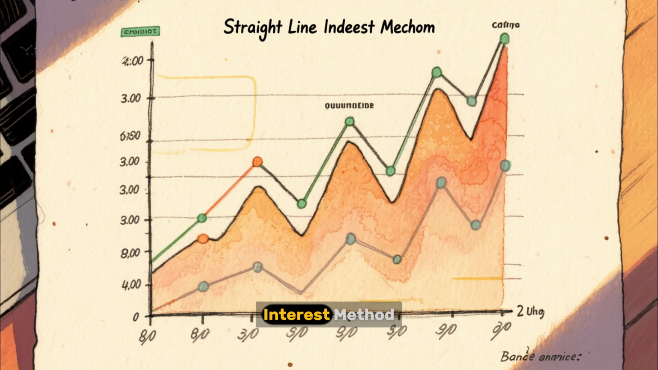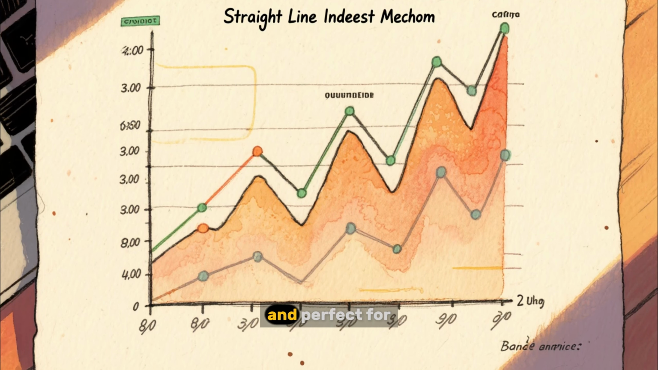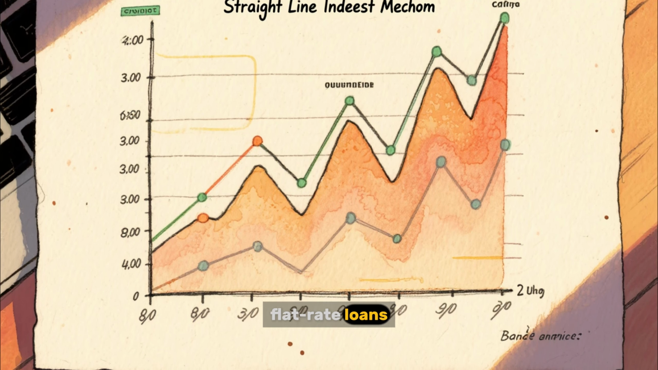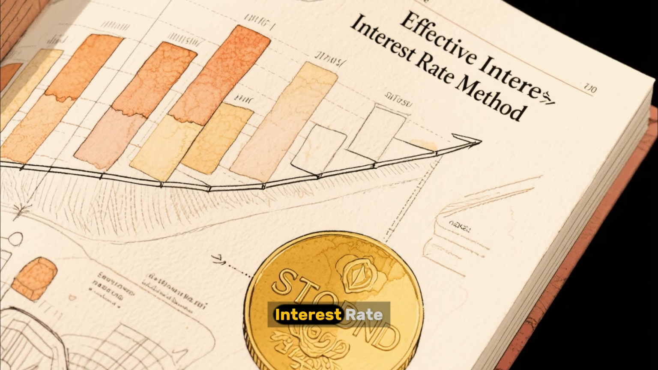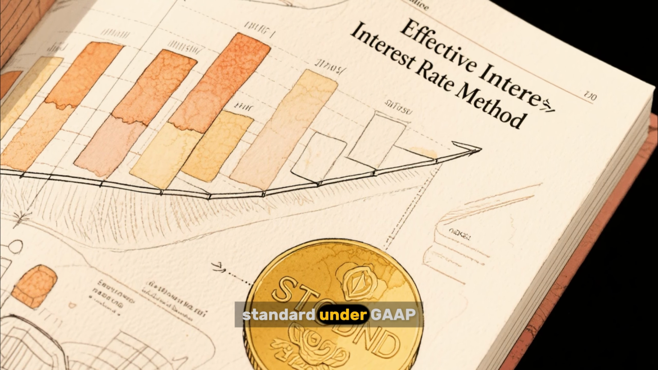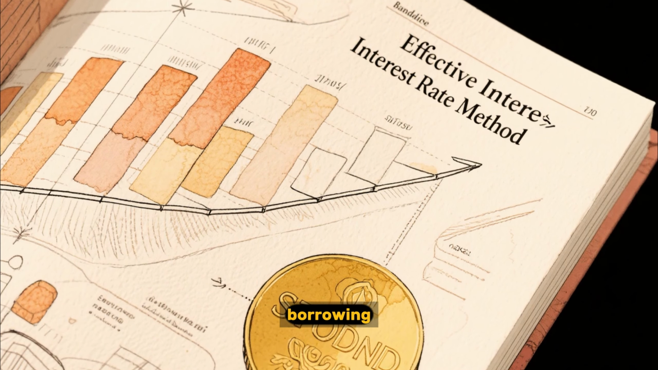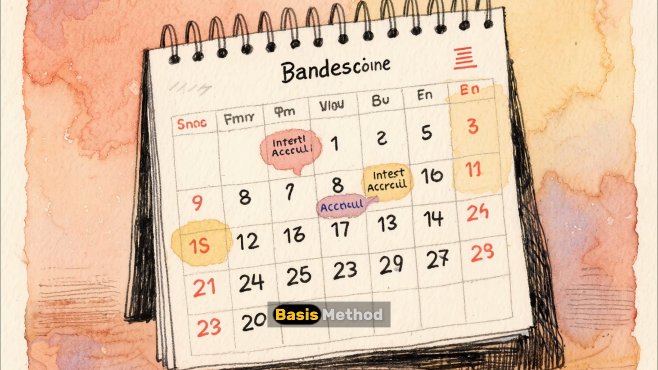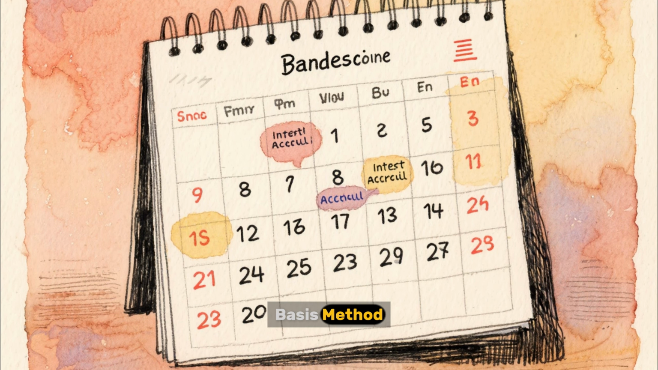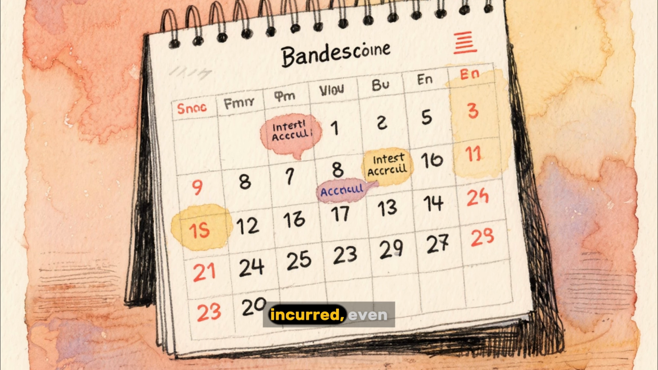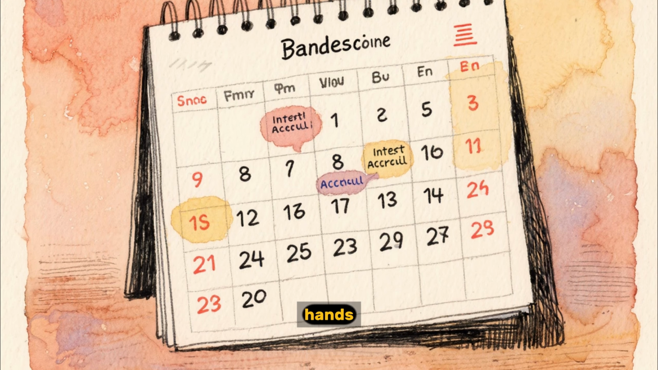1. The straight line interest method. Simple, predictable, and perfect for short-term or flat rate loans. 2. The effective interest rate method. The gold standard under GAAP and IFRS, showing the true cost of borrowing. 3. The accrual basis method, recording interest as it's earned or incurred even before cash changes hands.